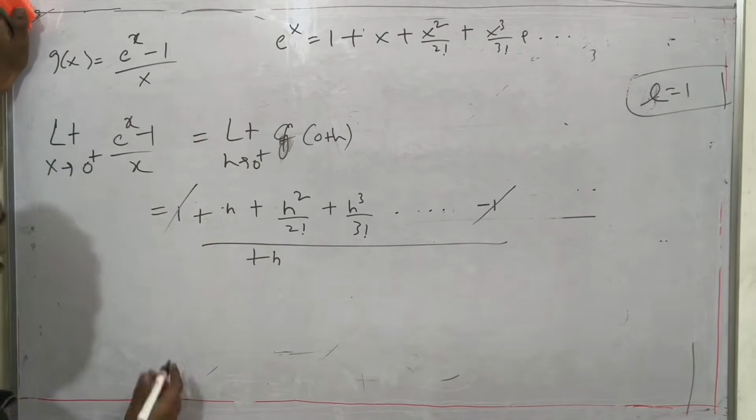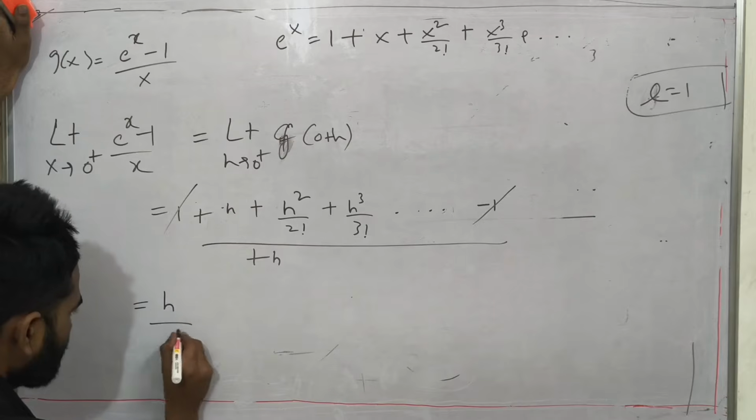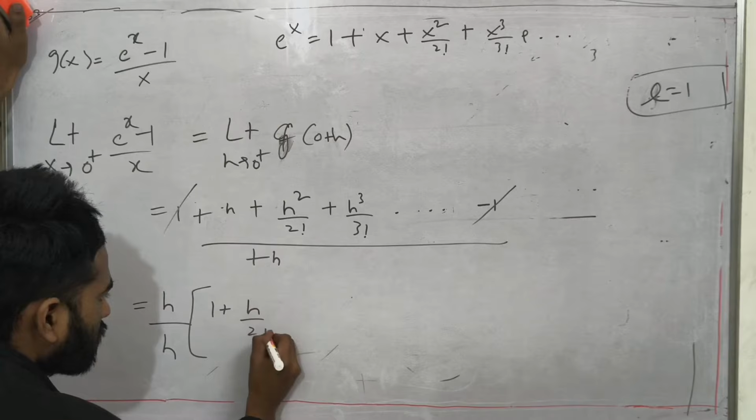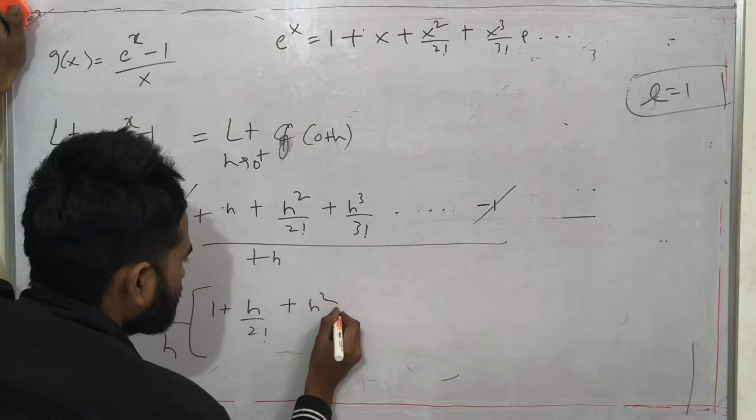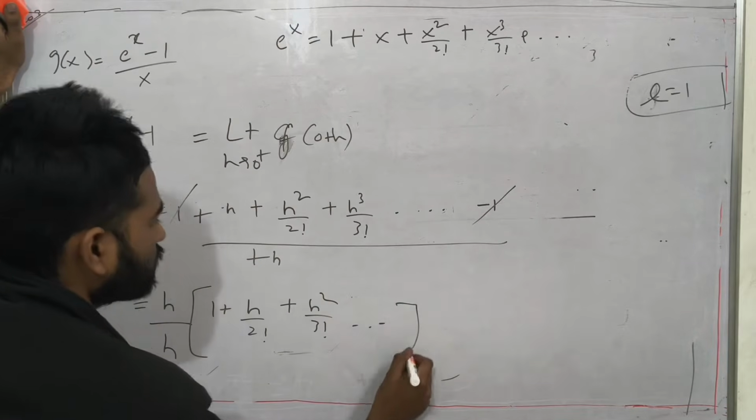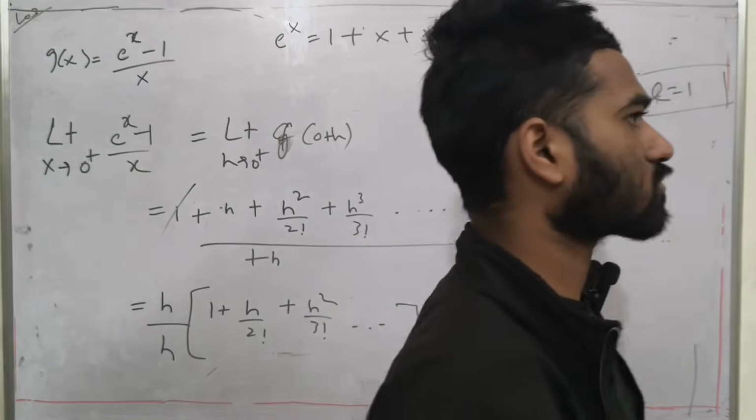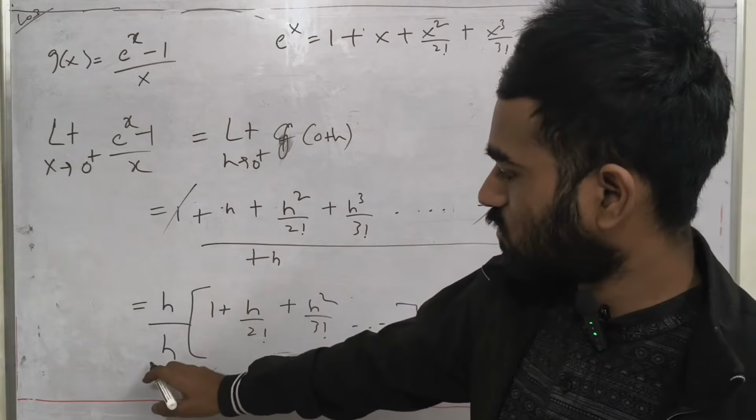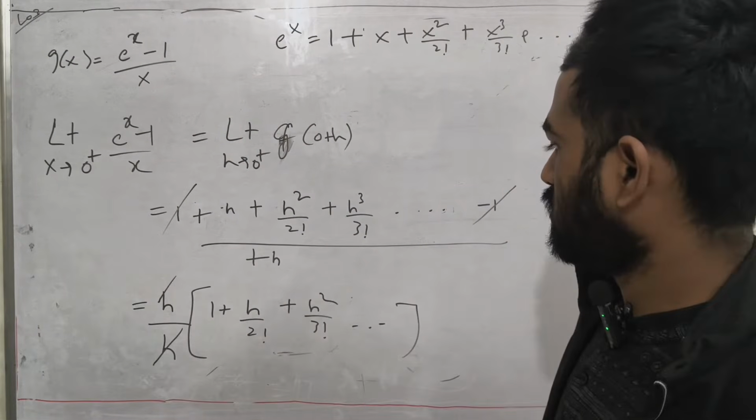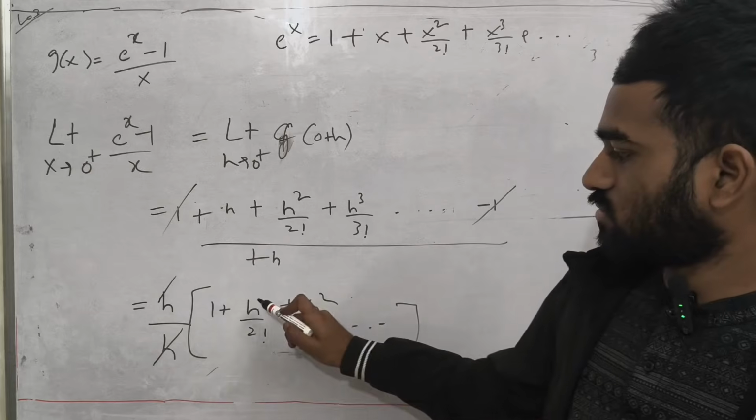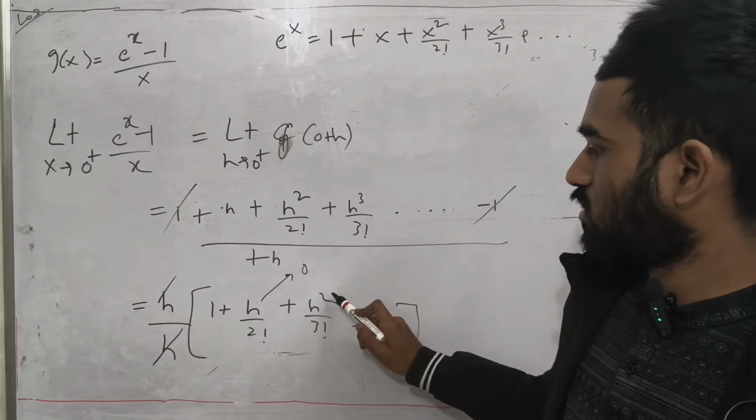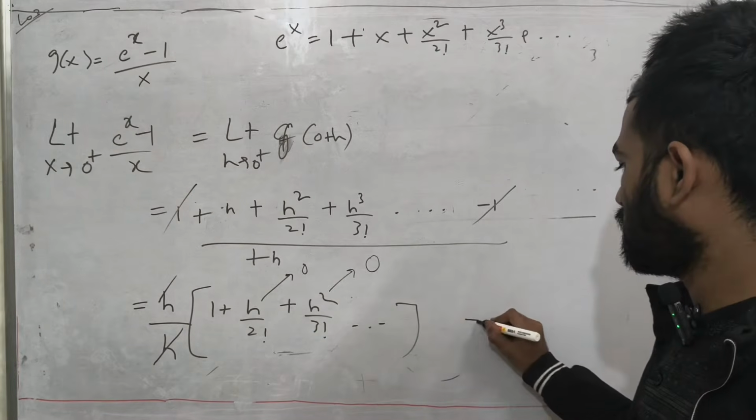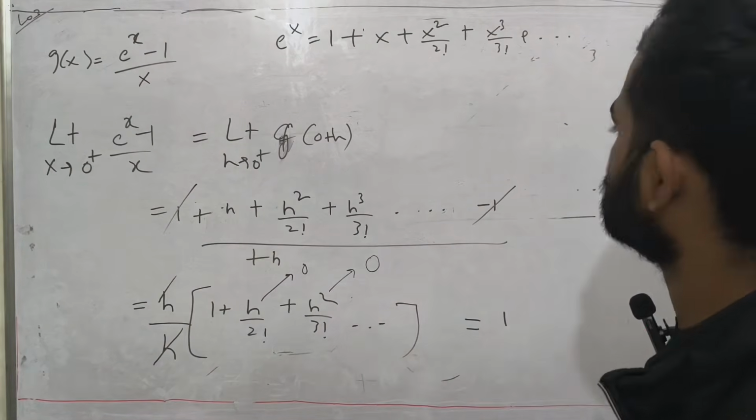Minus 1 plus 1 cancel. If you take h common again, h by h times 1 plus h by 2 factorial plus h square by 3 factorial, and so on. Since again h is not exactly 0 but tending to 0, we can cancel out. Now h tends to 0, all the remaining terms tend to 0, so we will get equals to 1.